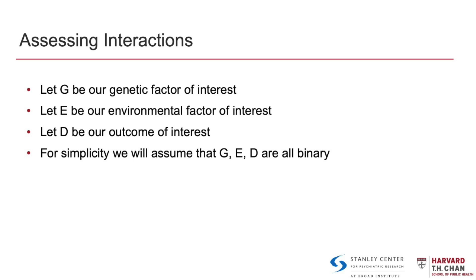How do we assess interaction? For the sake of simplicity, we can assume that we have a binary exposure, which we're calling G, to denote a genetic factor of interest. We have E, which is an environmental factor of interest, and we have D, which is our outcome of interest. For simplicity, we're assuming that the genetic risk factor, the environmental risk factor, and the outcome of interest, the disease, are all binary, which means 1 is present, 0 is absent.